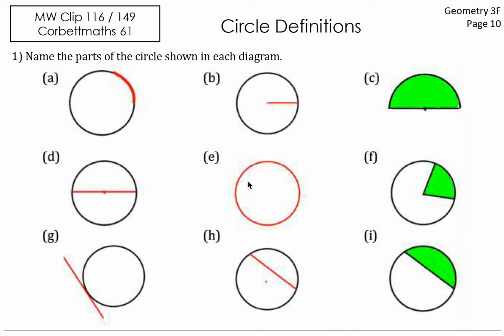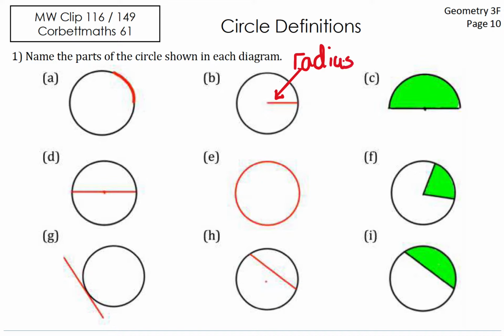Guys, we're going to go through page 10 of the geometry pack now, and this page is all about circles and parts of circles and what they're called. The first ones we're going to look at are probably ones that you've seen before, and that is B. A line from the center of the circle to the outside of a circle is called a radius.